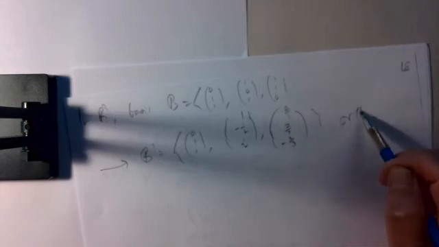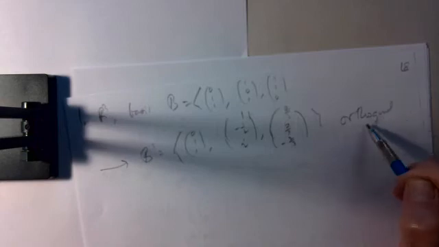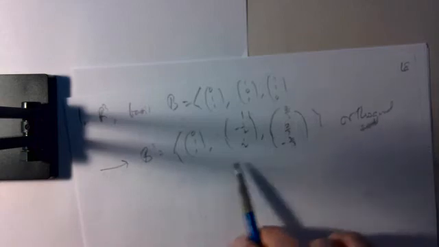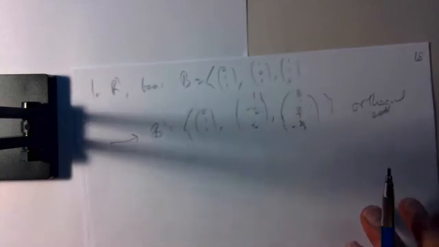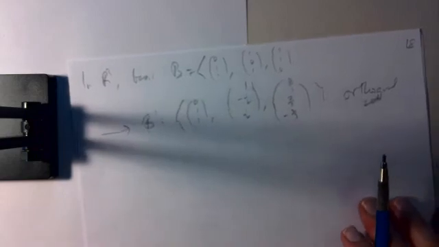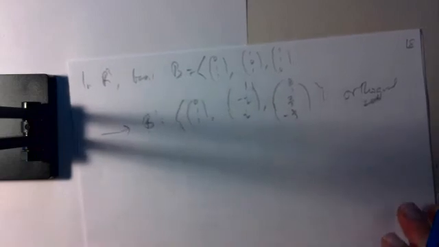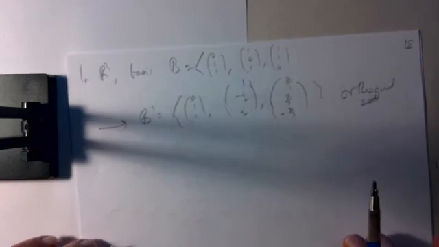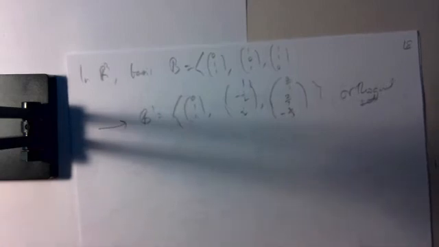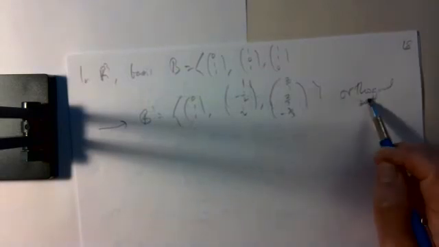So this is an orthogonal set of vectors. Every two of these vectors is linearly independent. And every orthogonal set is linearly independent. R3 has dimension 3, so this is a basis. So this is an orthogonal basis.